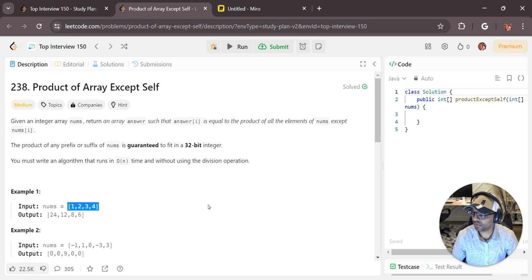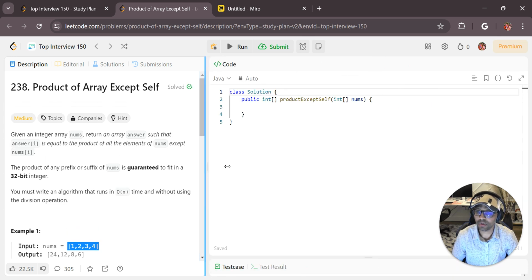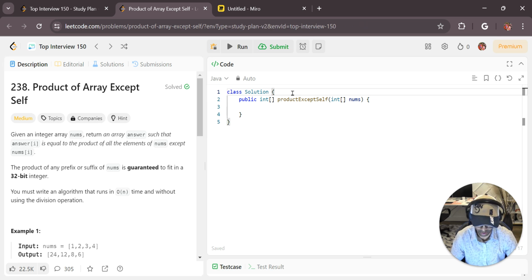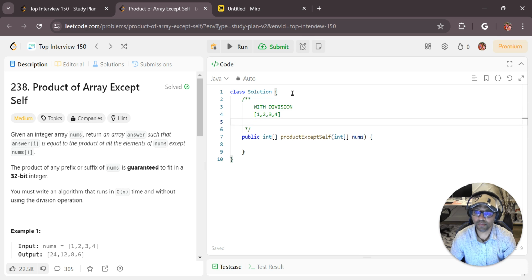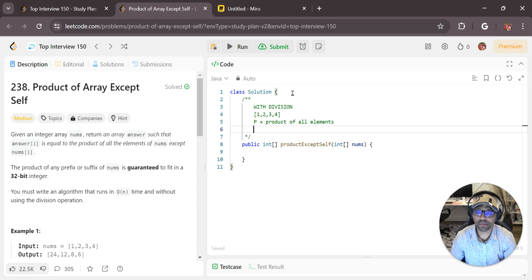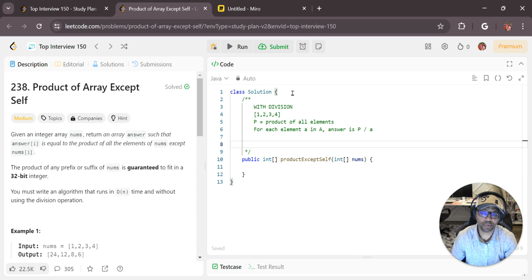Let's first lay out the algorithm with division. It's pretty obvious, but I wonder if that gives us any hints. With division, we basically say P equals the product of all elements. Zeros make this very interesting, but for a moment, just consider the simple case. Then for each element A in array A, the answer is P divided by A, right? Yeah, that makes sense. Now the problem is 0.